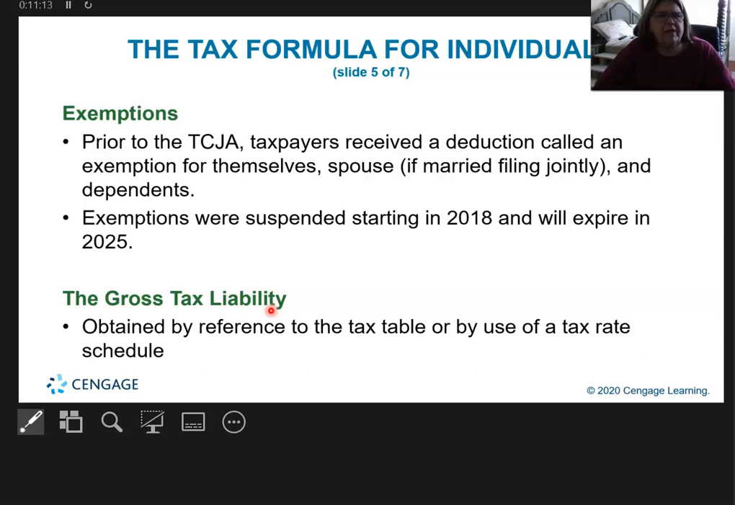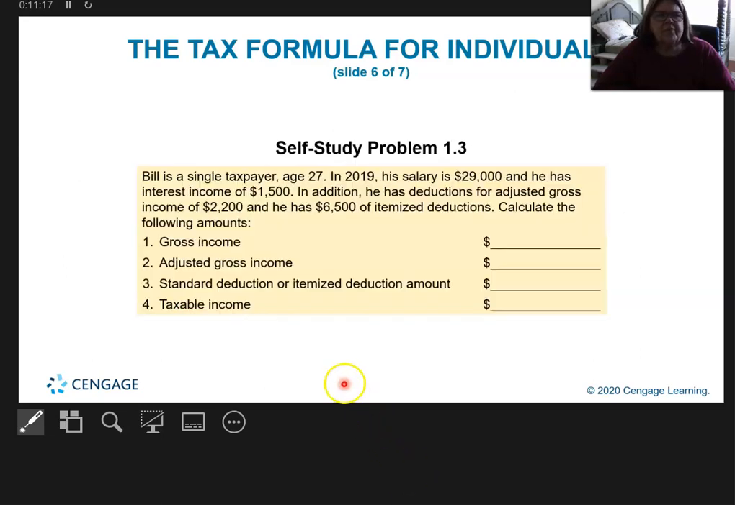Now, keep in mind, let's just take a little example. Here's a little test here. So Bill's a single taxpayer, age 27. His salary is $29,000. He has interest income of $1,500. In addition, he has deductions for adjusted gross income, and he has $6,500 of itemized deductions. So we want to know what his gross income is. Well, his gross income is going to be his salary plus his interest income.